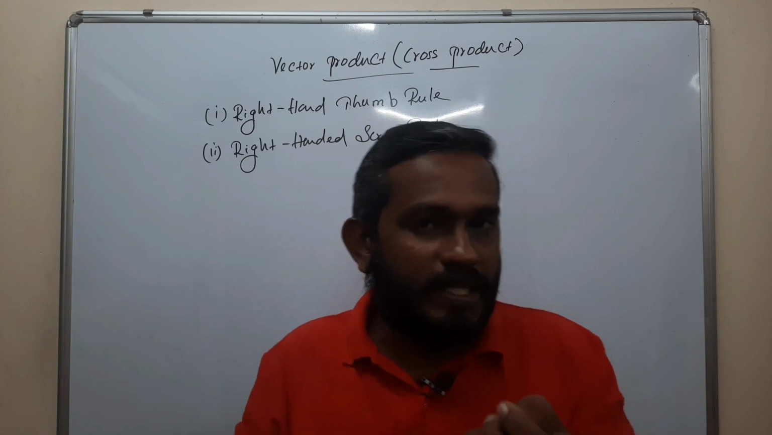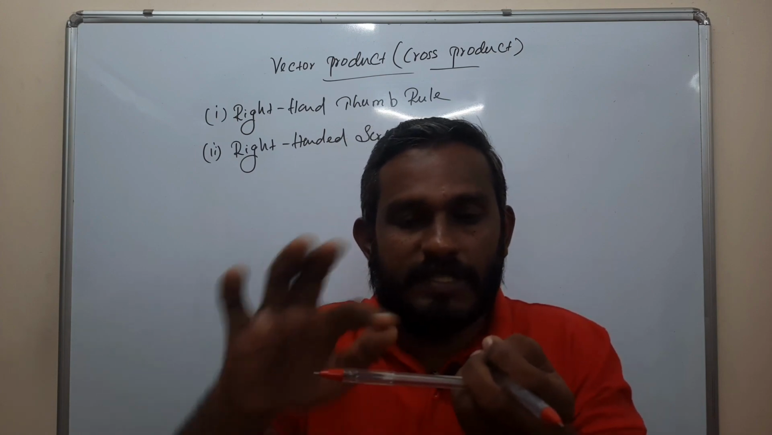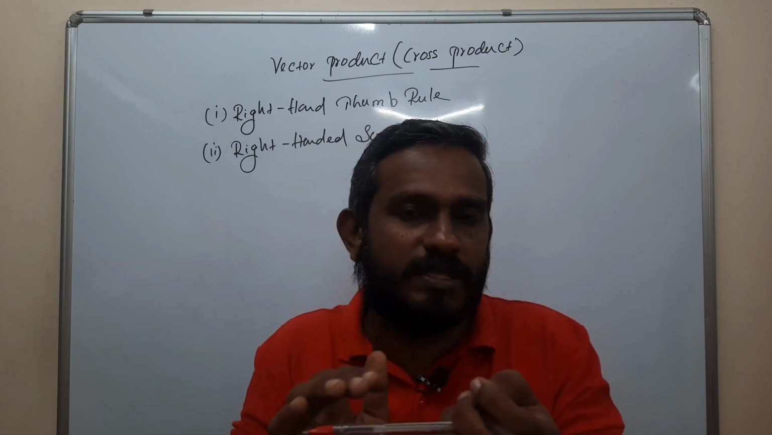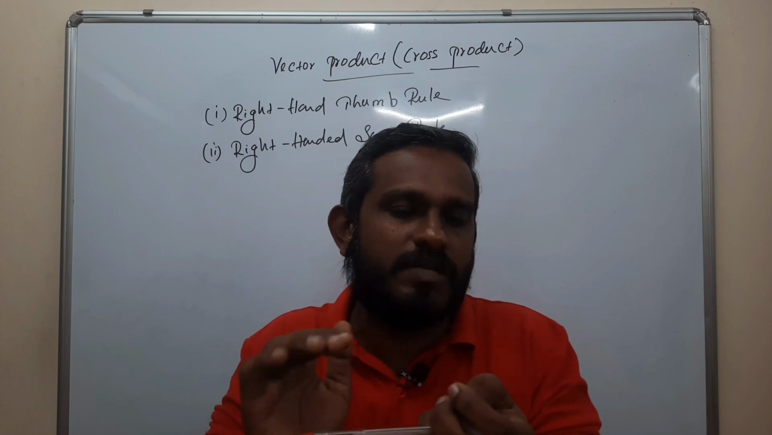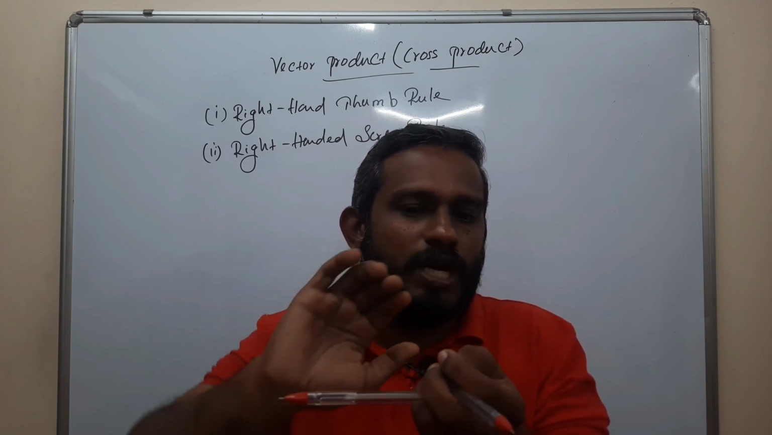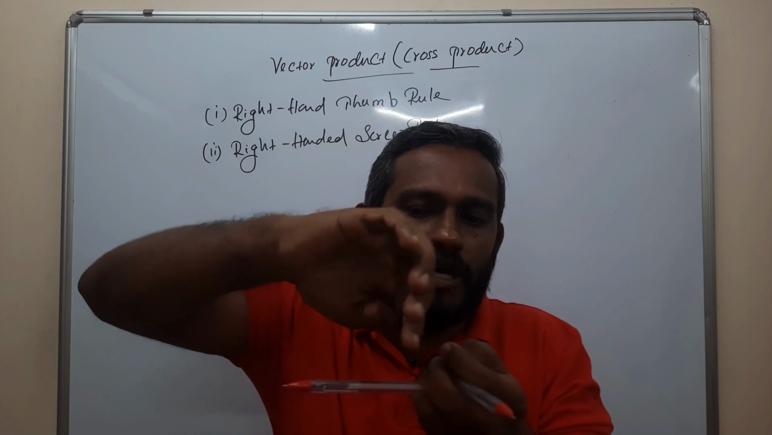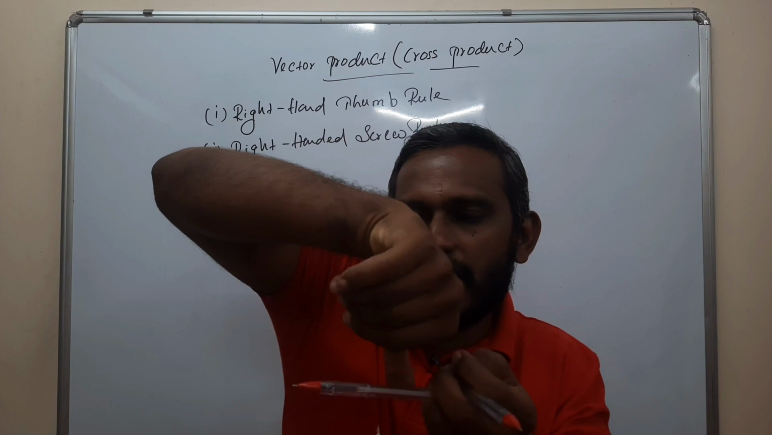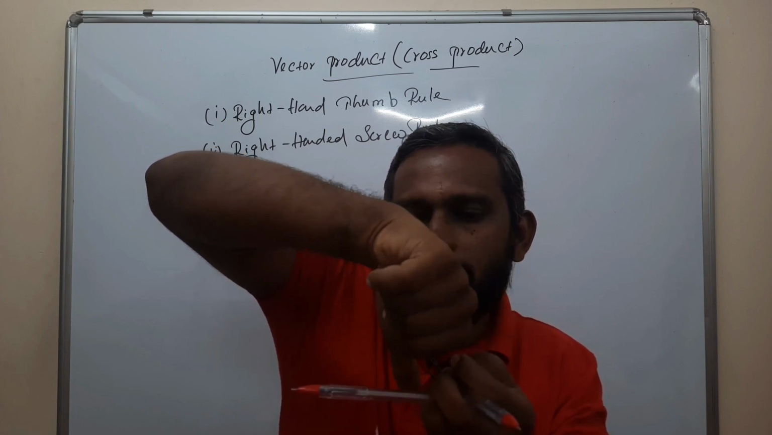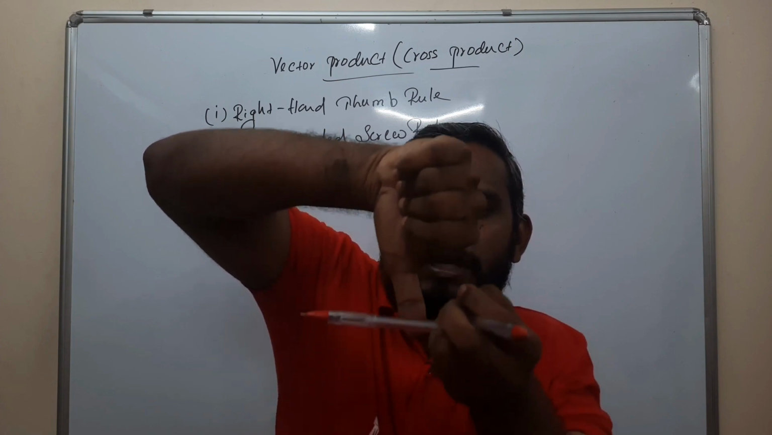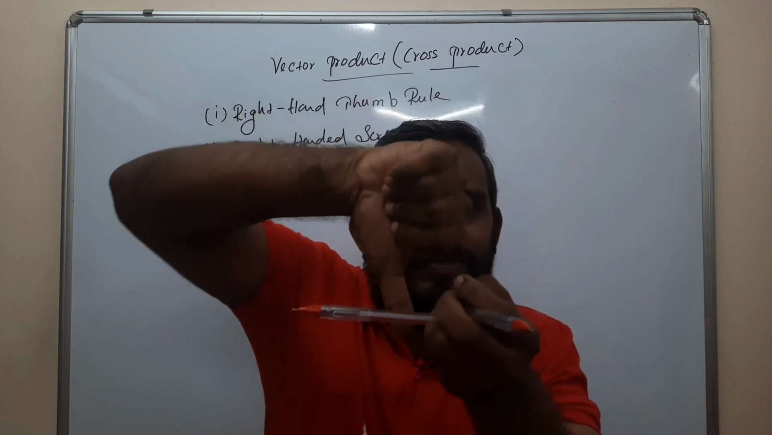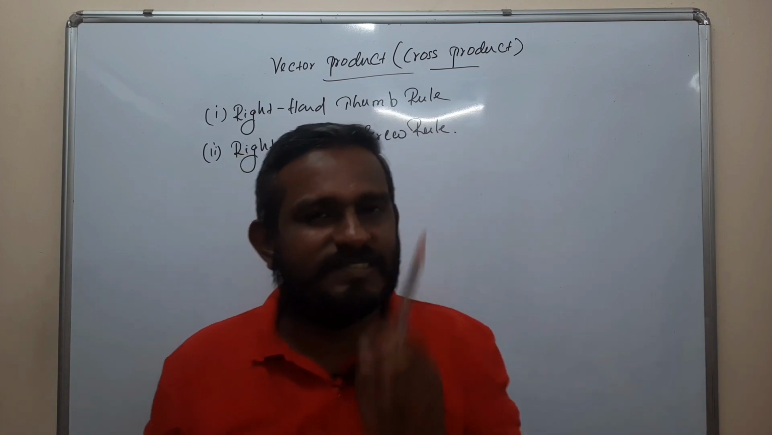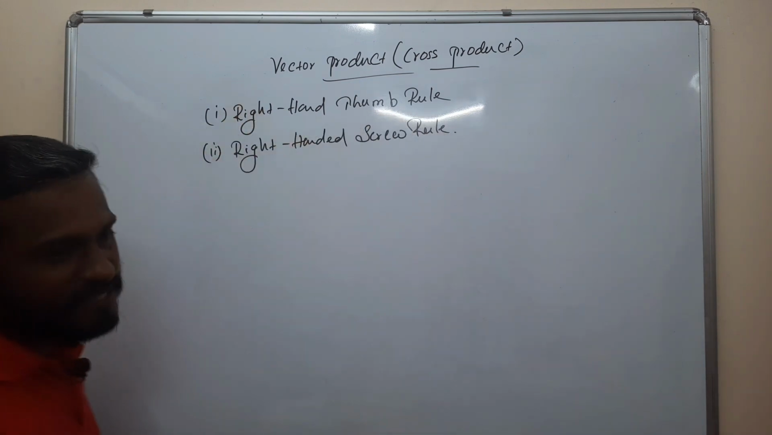Suppose you want to find B vector cross A vector. First we found A vector cross B vector, now we have to find B vector cross A vector. So curl your fingers from B vector to A vector. In this direction we have to rotate your fingers. Now what is the direction of your thumb? The thumb is acting downwards. This is the direction of the resultant vector. That is what the right-hand thumb rule says.